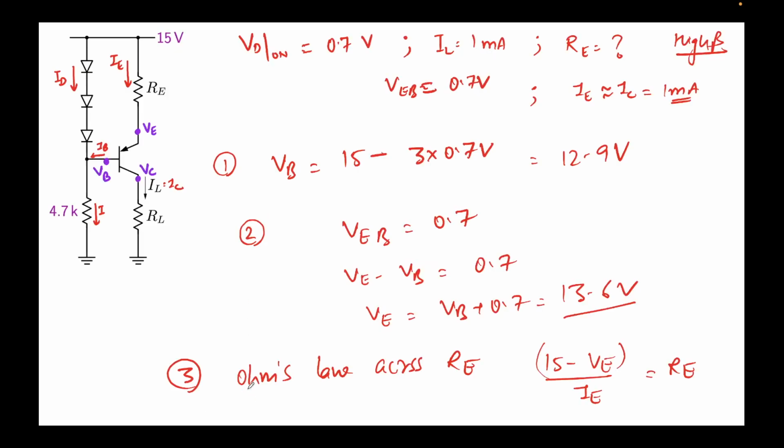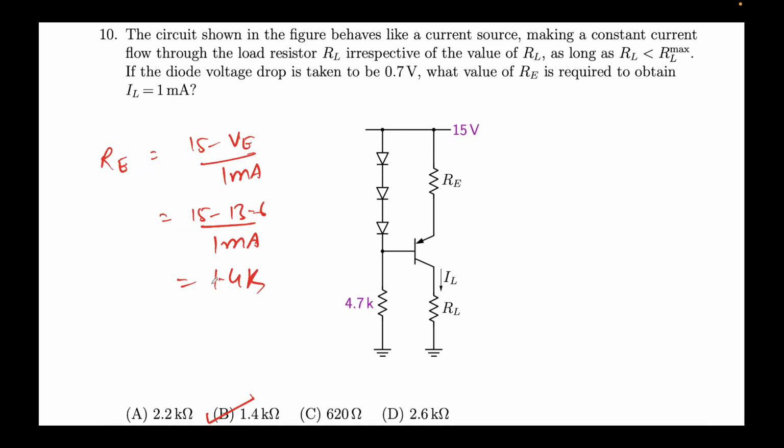So very straightforward problem. We first found VB. How did we find VB? Because these diodes are conducting, and that will be the source for this. That will be one of the components of current if we apply KCL here. Since it's forward active mode, VEB is 0.7, we obtained VE through this, and then Ohm's law across RE gave us RE equals 1.4 kilo ohms.